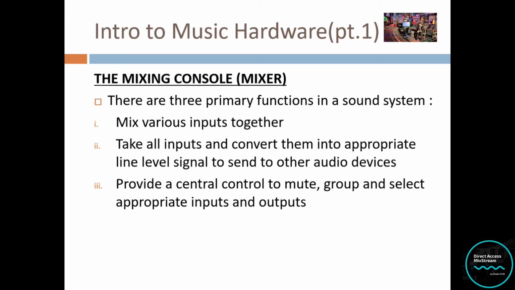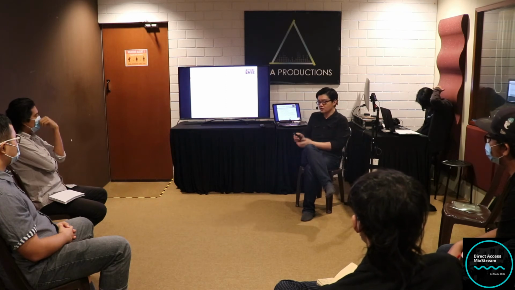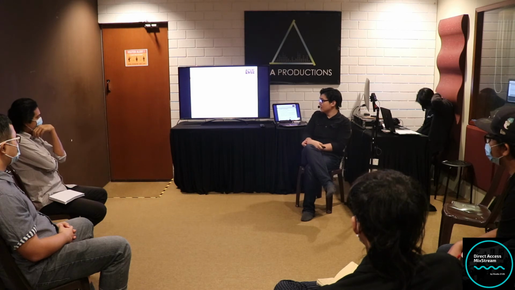And then, as I mentioned earlier, it's a central control. You mute, if you want to mute certain inputs, you want to group certain inputs, and you can select whatever your inputs and outputs are. So that's basically what a mixer can do for you. These are the 3 primary functions.